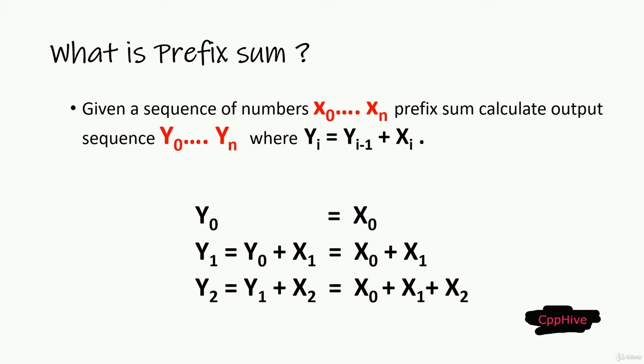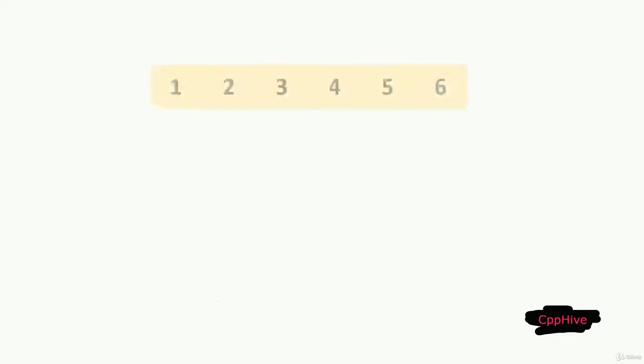I think now you get the pattern. The ith element in the output sequence will be the summation of all the values up to that index, including the value corresponding to the index itself in the input array. So if we have the following sequence as the input, what would be the outcome of the prefix sum operation? Please pause the video now and try to write down the output sequence for this input sequence.